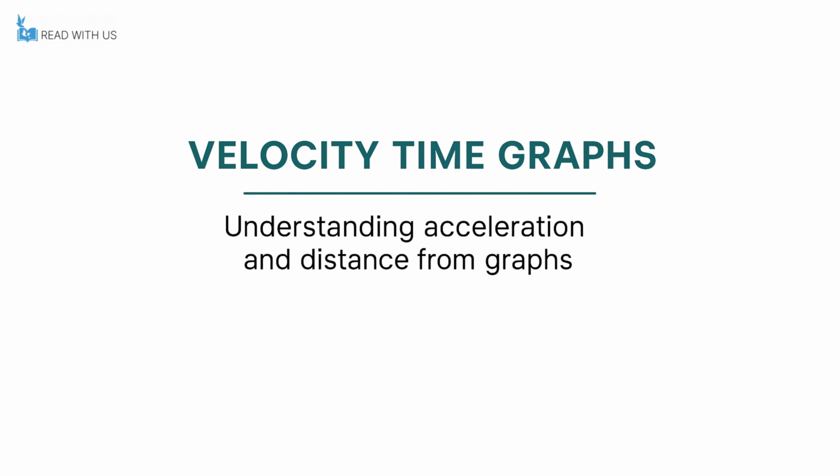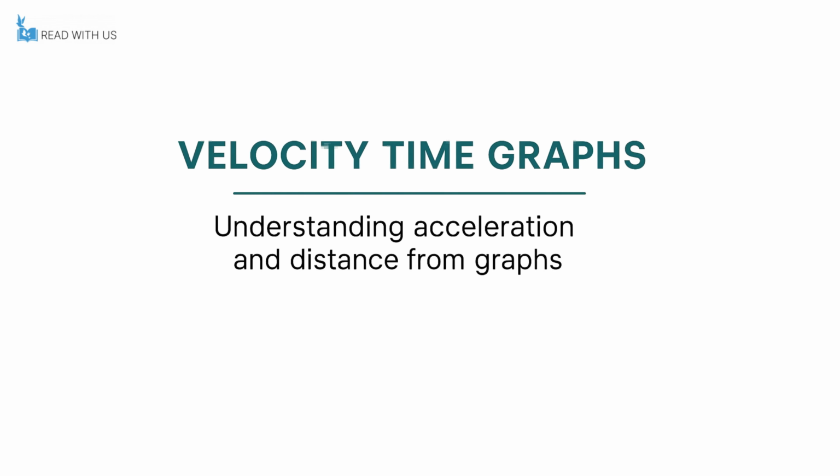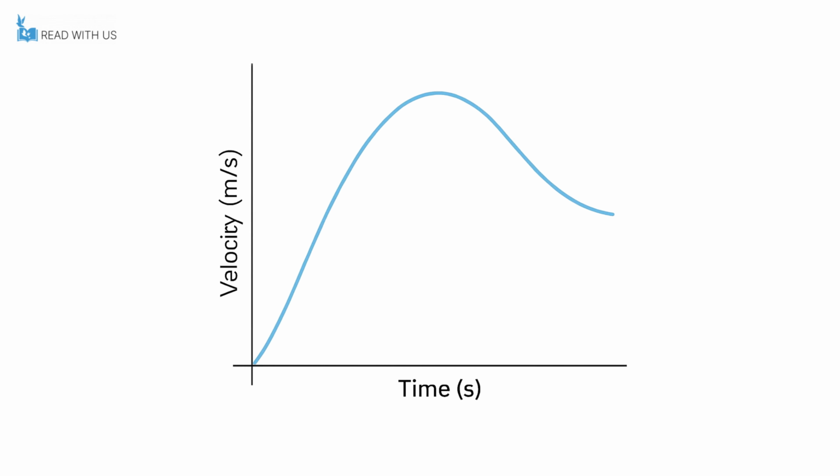In the last video we learned about distance-time graphs, which show us how distance changes over time. In this lesson we are looking at velocity-time graphs, which show how an object's velocity changes with time. These graphs look quite similar to distance-time graphs, so always double-check the labels. Velocity is on the y-axis and time is on the x-axis.